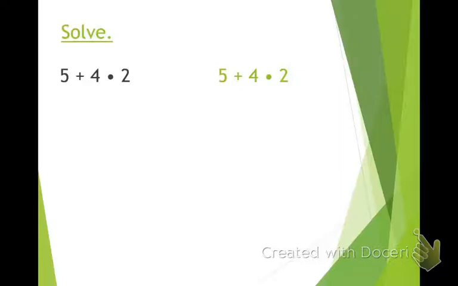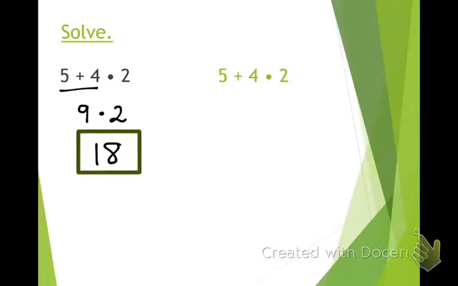For some people, I can see you said 5 plus 4 is 9. This little dot is times 2, and they got 18. How many of you would raise your hand and say you got that? All right, interesting scenario. This is not correct.